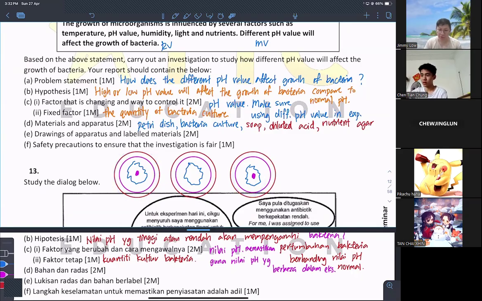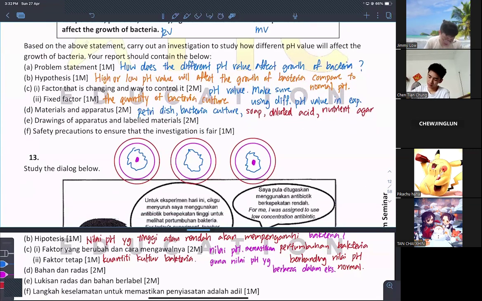Make sure you sketch it out and you do your labeling. For example, your nutrient agar, your diluted acid, your soap, your bacteria counter, then your petri dish. You make sure you do labeling. Then only you can get the complete 2 marks lah.